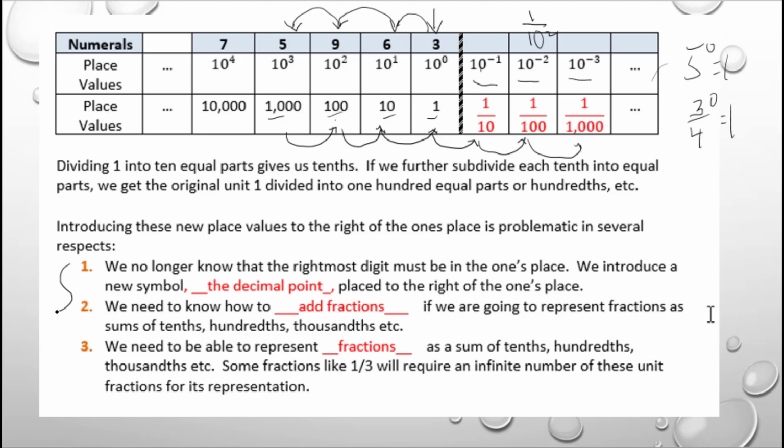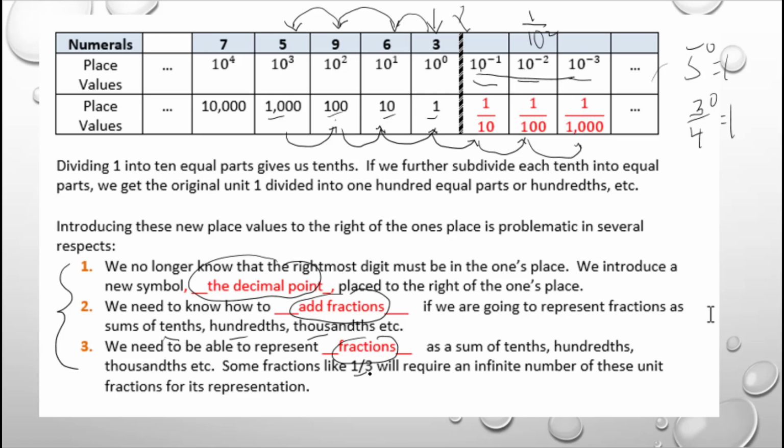So it causes a few problems, right? One, we no longer know what the rightmost symbol is in the ones place. We need something to define the difference between the ones place and the decimal places. So we have a decimal point. We also need to know how to add fractions. We're going to represent fractions as a sum of tenths, hundredths, and thousandths.